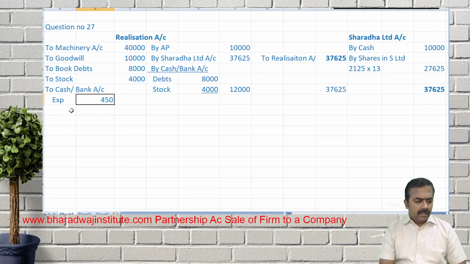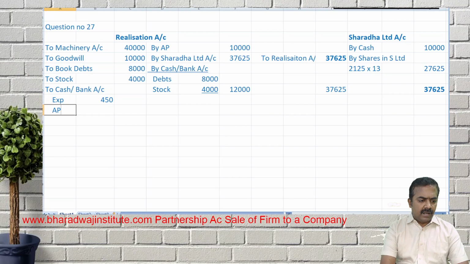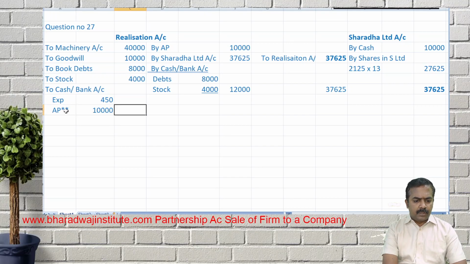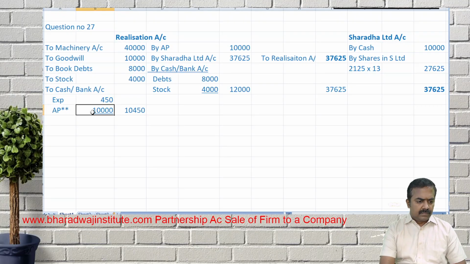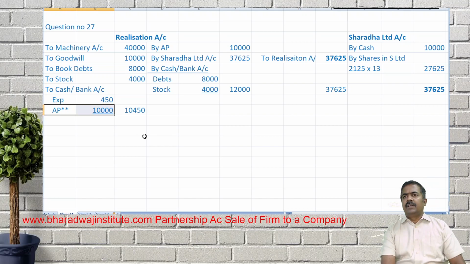Come back. Accounts payable. How much you have to pay? 10,000 you have to pay. So a total of 10,450 will come. Accounts payable is not taken over by the purchasing company. The liability should be settled by the firm.